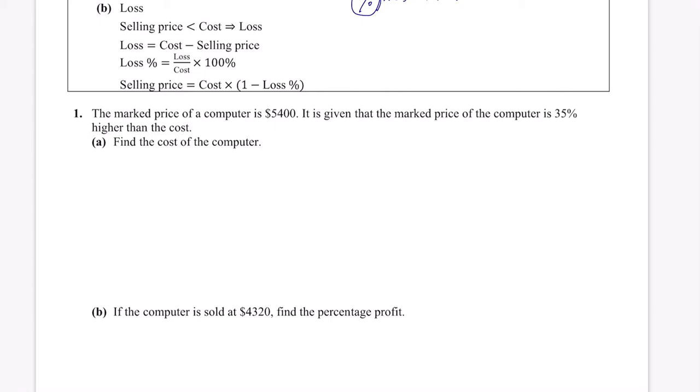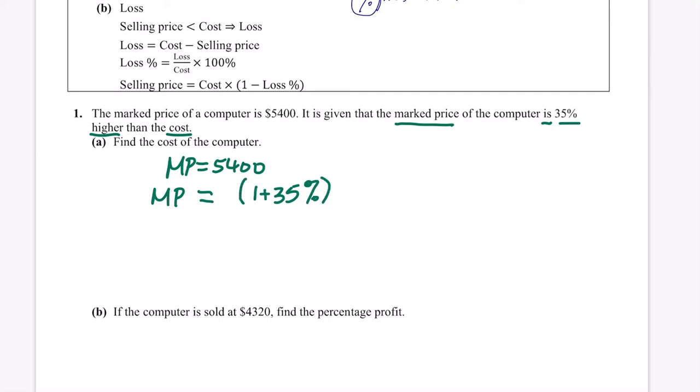We've already been given so many things, okay? First of all, we know that market price is this one. Let's write it. And the second thing we know is market price is 35% higher than cost. Let's translate this English into maths first. Market price means equals 35% higher than cost. Cool.